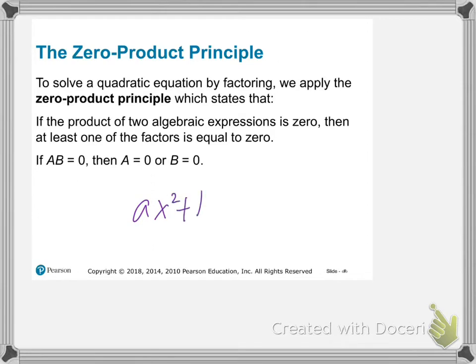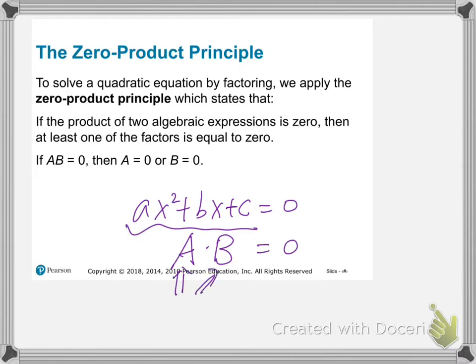ax squared plus bx plus c is 0, we want to change this part to a product, A times B equal to 0. Here A and B are linear expressions. That means degree 1, not degree 2. And then we will use this property: a product is 0 if and only if A is 0 or B is 0. Then we get two linear equations, solve them, and we can solve the quadratic equation. So the first method is factoring and the zero product property.